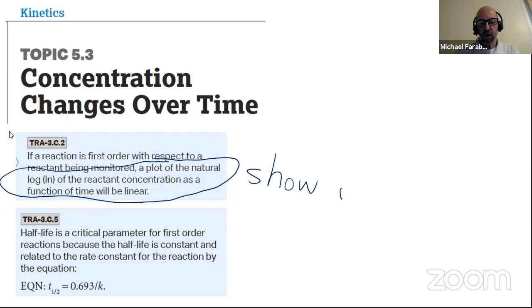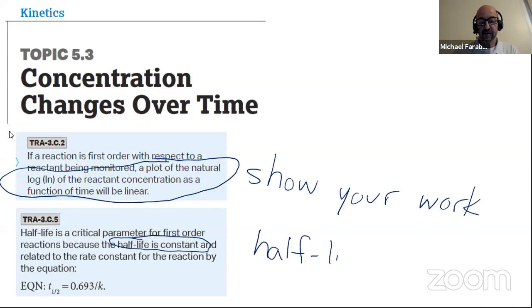But you have to show your work. So just making a statement like that without showing the math is not sufficient. All you're doing is just memorizing a fact, but you're not showing us the actual data from the experiment. If the half-life is constant, then it's first order. So again, you have to say something about the half-life being constant.